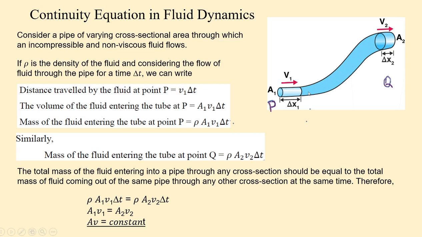a pipe of varying cross-sectional area through which an incompressible and non-viscous fluid, that means an ideal fluid, flows. You can see at the end P, the cross-sectional area is A1, and the velocity of the fluid at that section is v1. At the other end Q, the cross-sectional area is A2, and the velocity of the fluid particles at that section is v2.